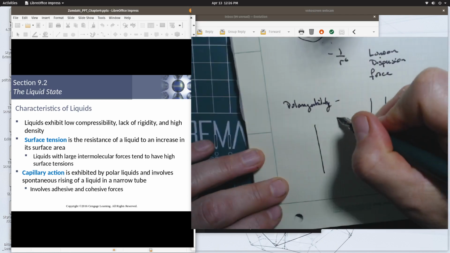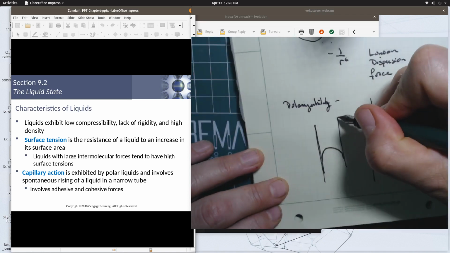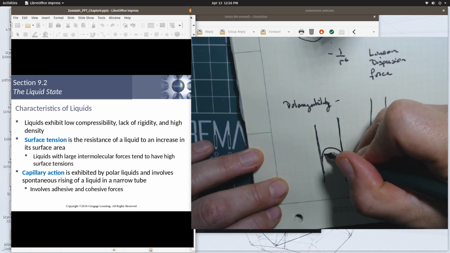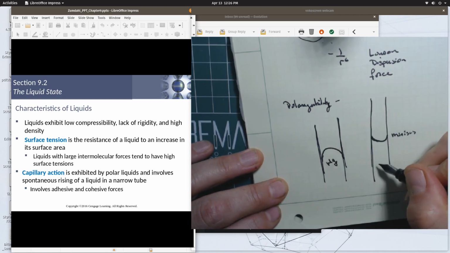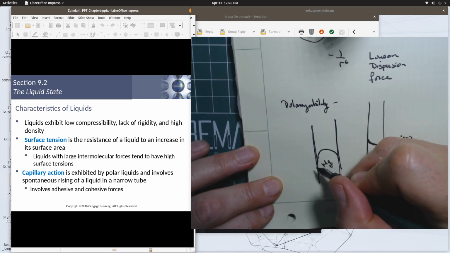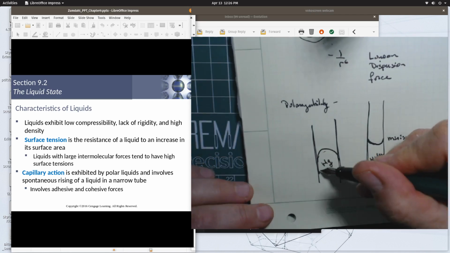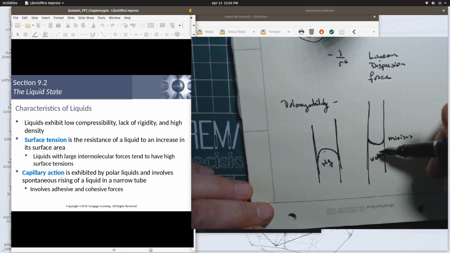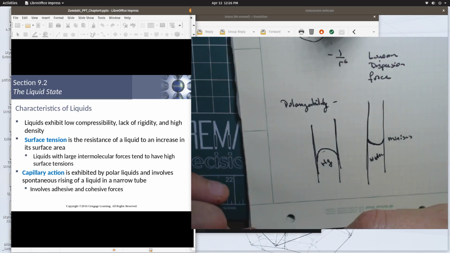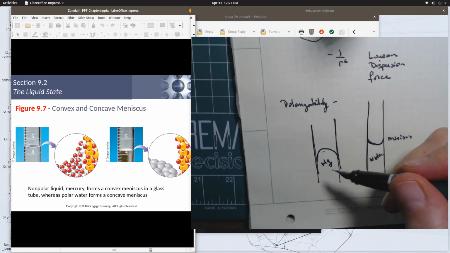You can have something like mercury, for example, which would form a negative meniscus like this. In which case, this is the capillary tube, and there are very weak interactions between the mercury and the tube, and this is water. So the mercury liquid forces are very weak and form a negative meniscus, whereas the water and ethanol and other things that have very strong hydrogen bonding tend to form meniscuses that look like this. And so again, this is sort of a convex meniscus.